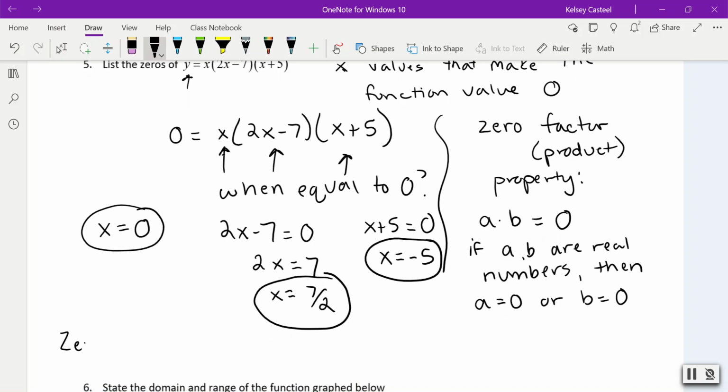So the zeros are 0, positive 7 halves, and negative 5. And you could have these listed in any order. They do not need to be in increasing or decreasing order. We're not describing an interval here. These are just independent values, so it's like a grocery list. You can list them in whatever order you wish.